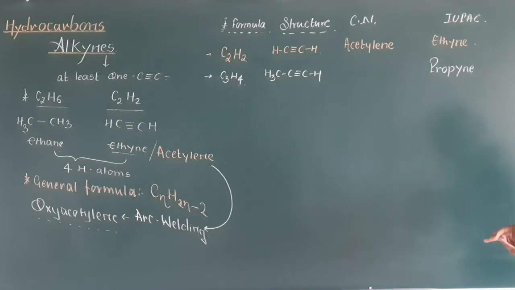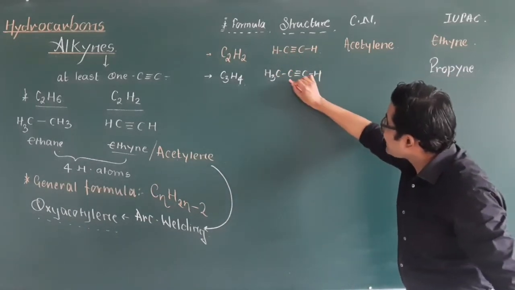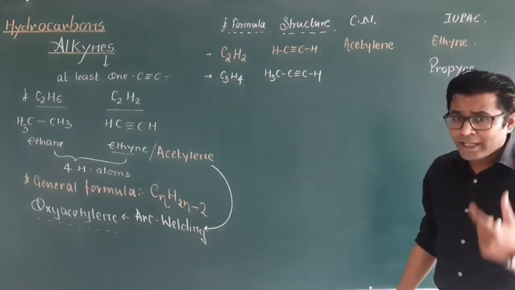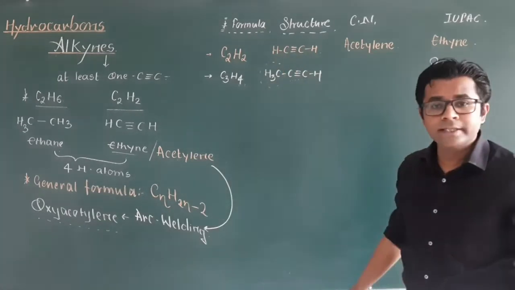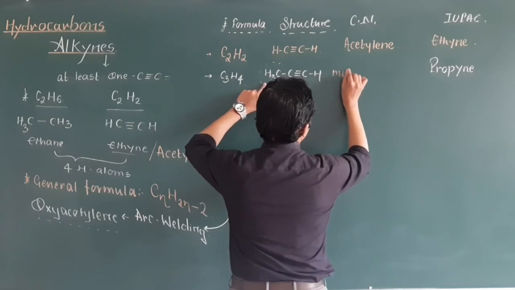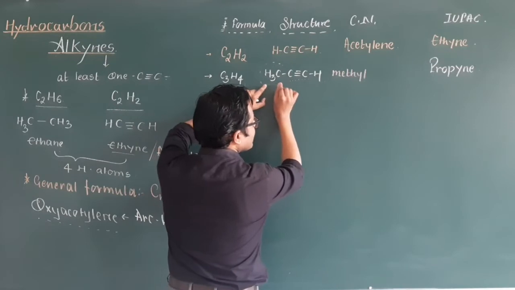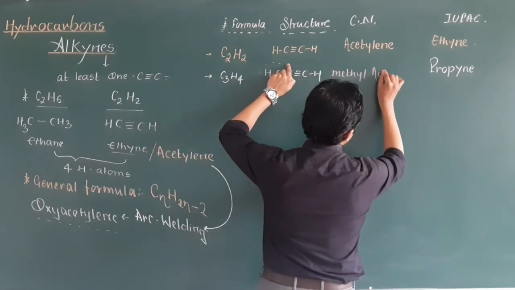Now here, this structure and the earlier structure are almost the same on this side. Correct. What we have extra is this particular group over here, which we will consider as methyl. So it becomes methyl in this section, and this section is your acetylene.